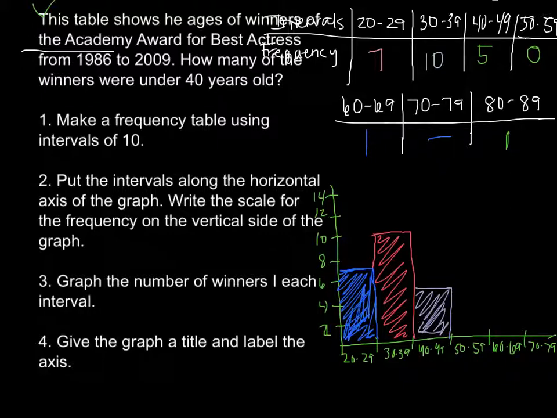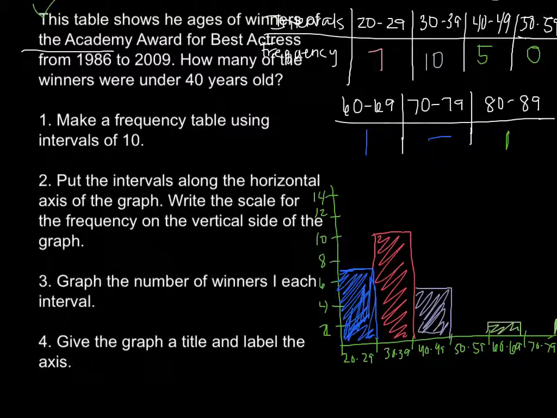Then green has 0. 60 through 69 had 1. So that one's just going to be a little baby one down here. 70 through 79 didn't have any, and then the 80 through 89 had a 1. So we'll just kind of put that down on the end. Okay, so this is our histogram.